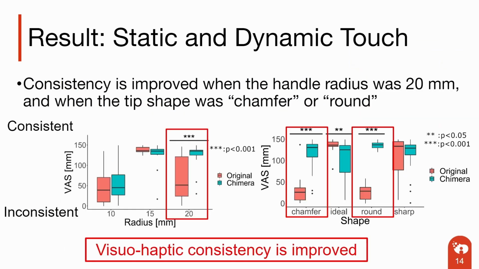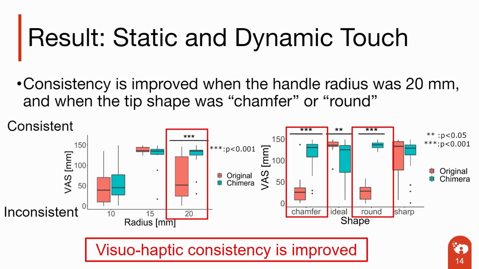These figures show the level of participants' perceived Visuo-Haptic consistency. The left figure is about the static touch and the right figure is about the dynamic touch. As these red boxes indicate, we found a statistically significant difference when the handle radius was 20 mm and when the tip shape was chamfer or round. In these conditions, chimera objects alleviated the haptic discomfort.